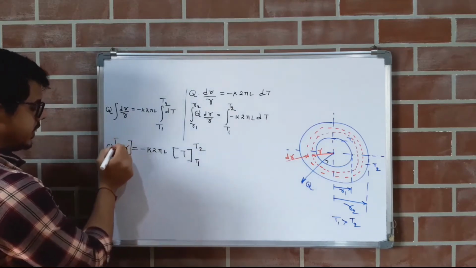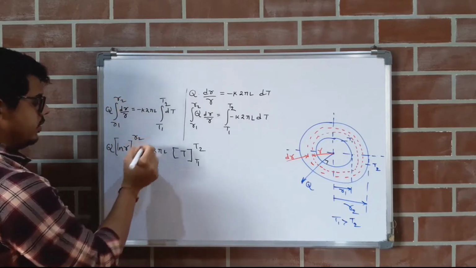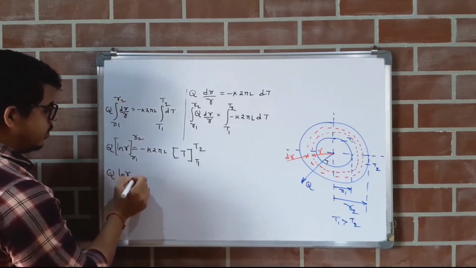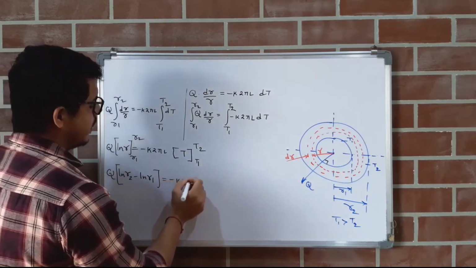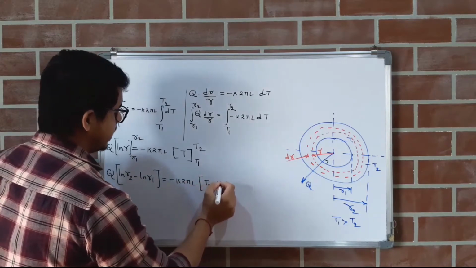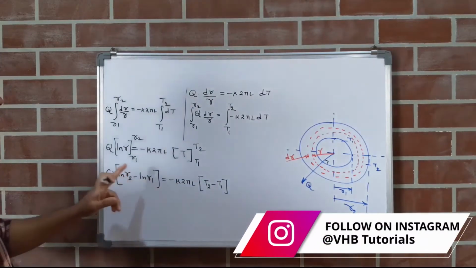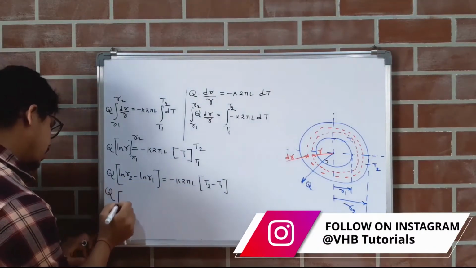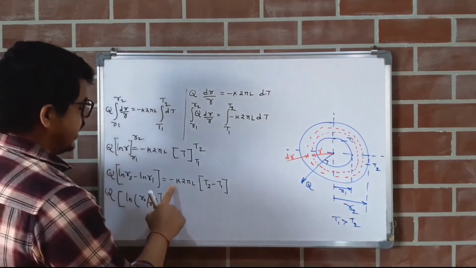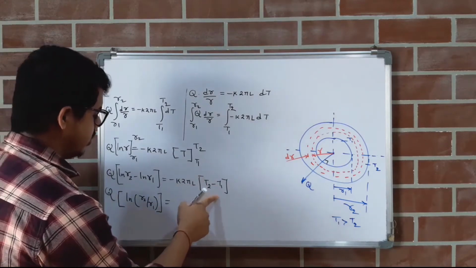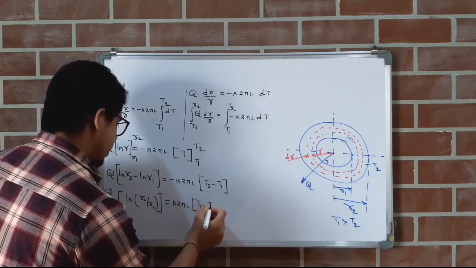One thing I forgot, so I will write here r1 to r2, here also r1 to r2. So q into ln of r2 minus ln of r1 is equal to minus k 2 pi L into t2 minus t1. Now what will be log a minus log b? It will be log a upon b. So it will be ln of r2 upon r1 is equal to, this minus sign I will bring in the bracket, so it will be t1 minus t2. So k 2 pi L into t1 minus t2.